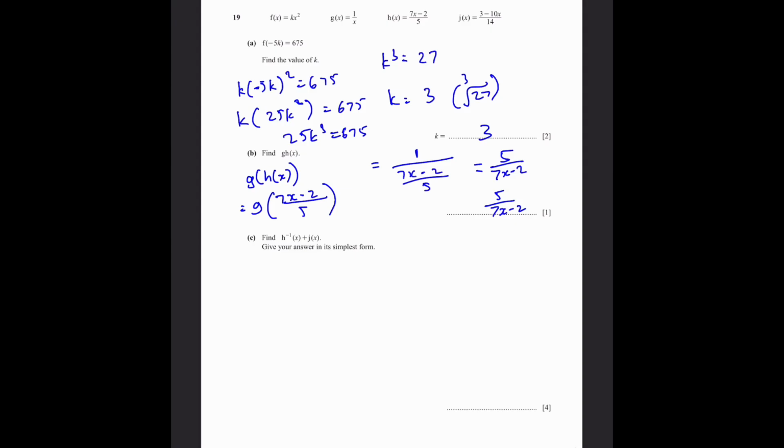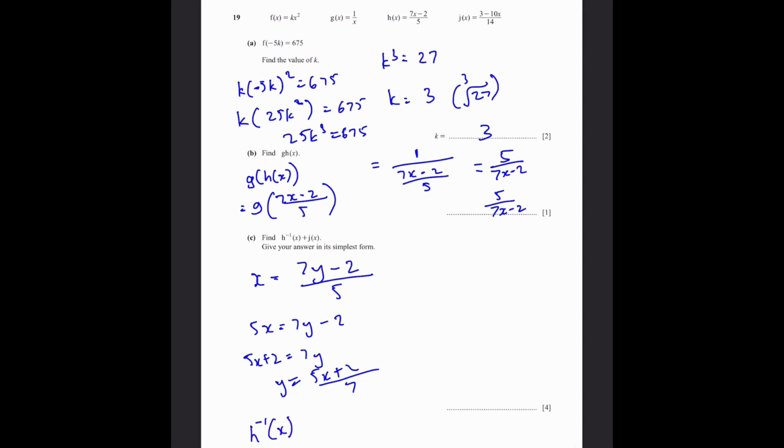C. Find h inverse of x plus j of x. Give your answer in simplest form. Function h of x equals 7x minus 2 by 5. Let's substitute h of x with x and x with y. Becomes like this. Now we make y the subject. 5x equals 7y minus 2. 5x plus 2 equals 7y. Y is equal to 5x plus 2 by 7. And now we can replace y with h inverse of x. That's equal to 5x plus 2 by 7.